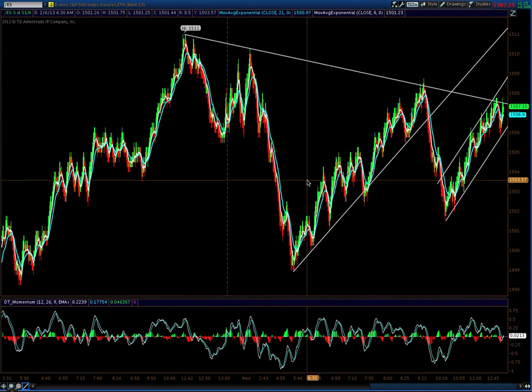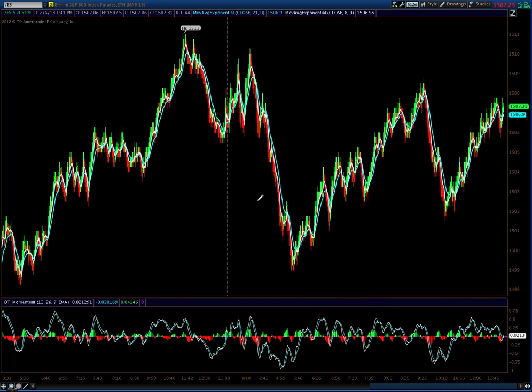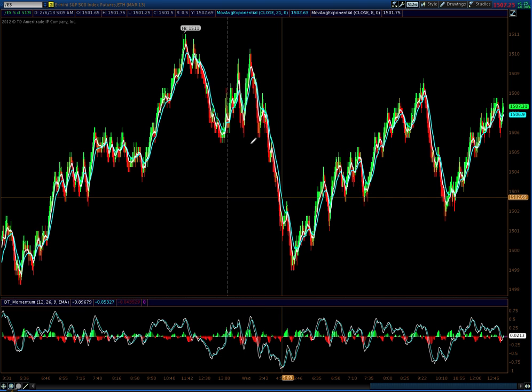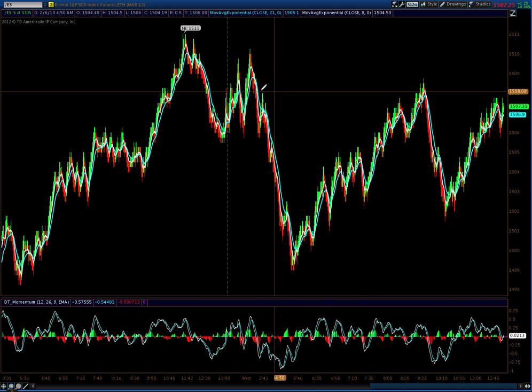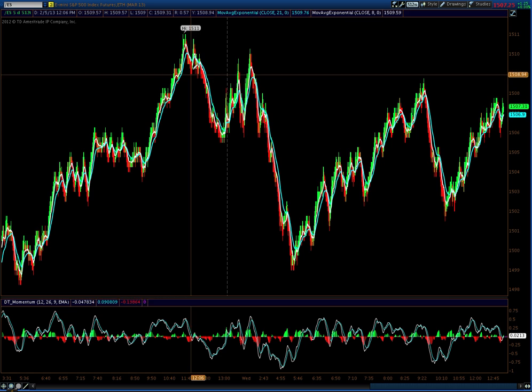I'm going to clear off my charts here and start fresh and just show you, this is going to be a basic video on drawing support and resistance, trend lines, Fibonacci's, and so forth in the market. This here is a 512 tick S&P E-mini chart.